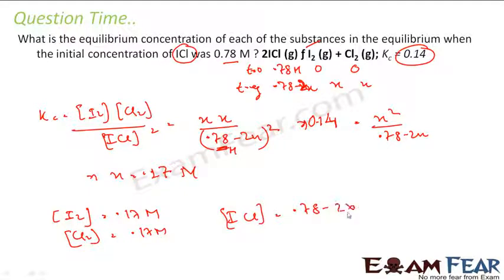0.78 minus 2x, that is 0.17. You solve this, it is 0.44, and that is my x.